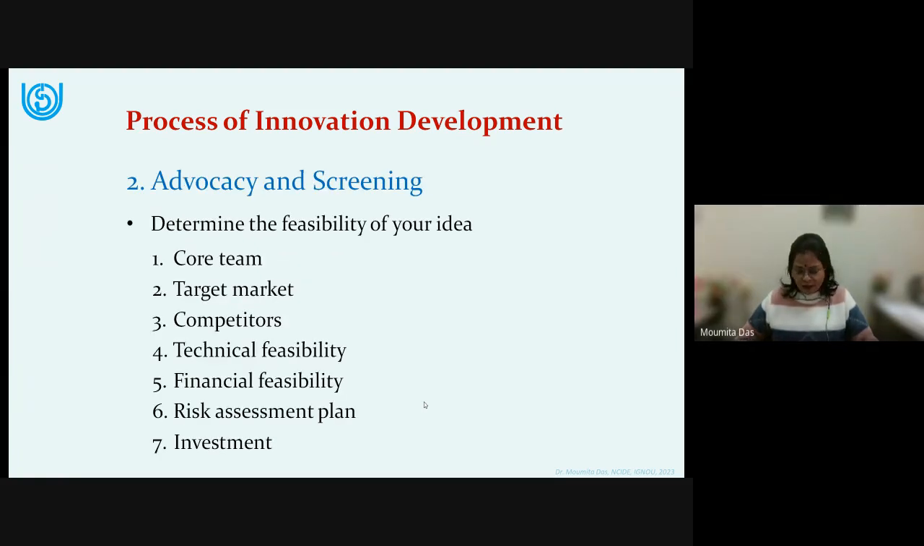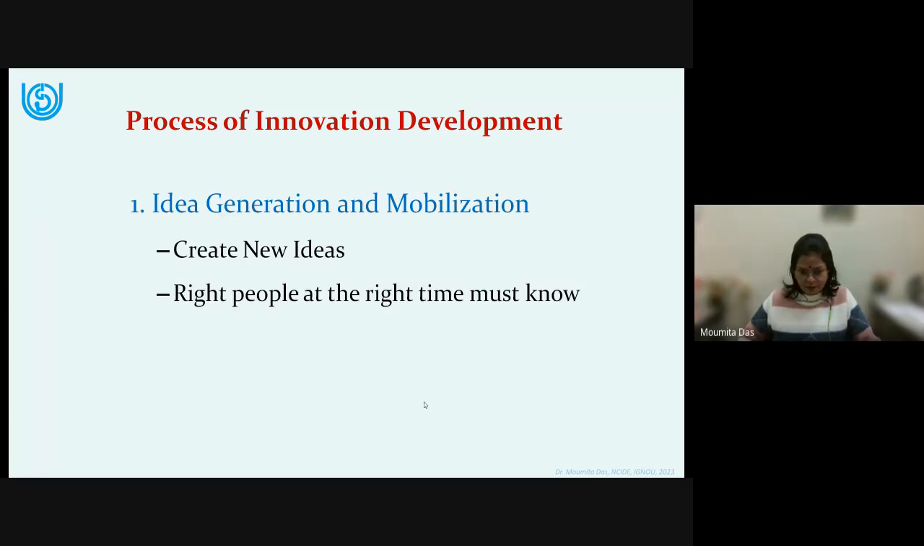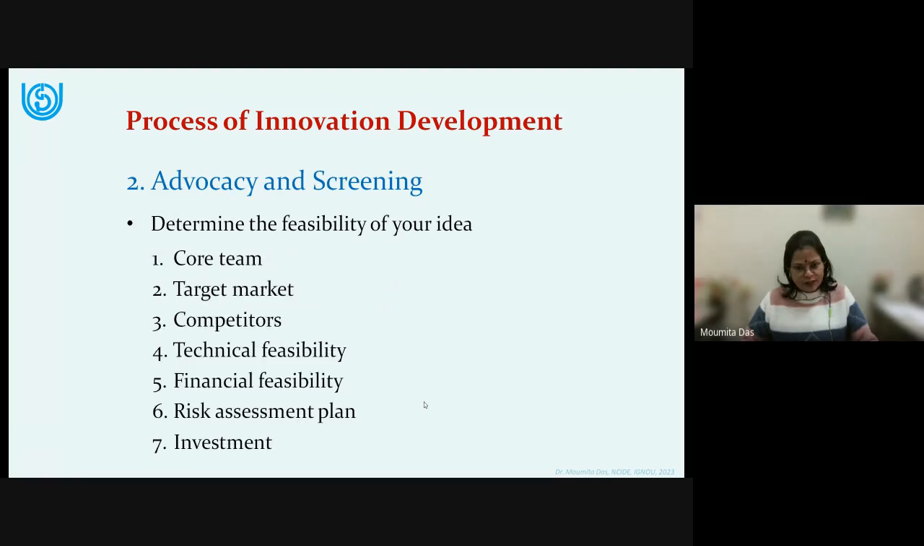Okay, I will give in this chat box a very nice link, the history of the light bulb, and you should go through it. There are many things related to this concept that you will understand. Today I'm talking about technology readiness levels. So the next step is advocacy and screening.